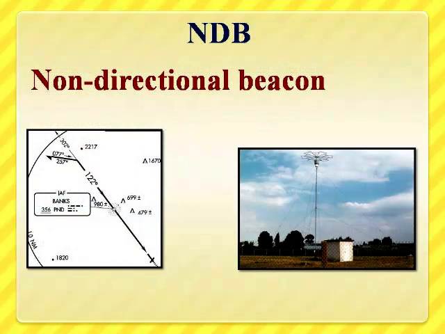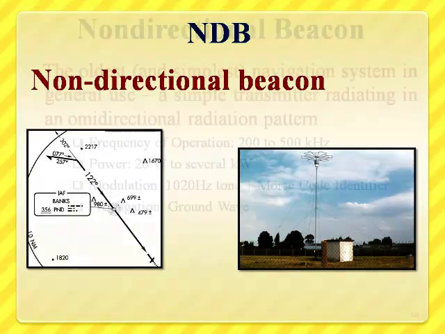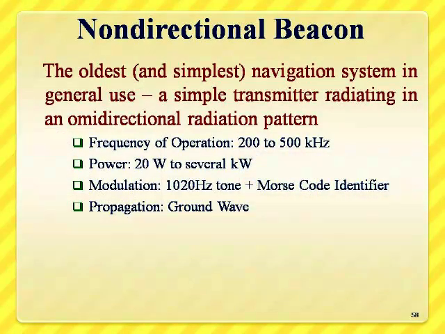Now let us see the first of the navigational aids, that is NDB, non-directional beacon. It is basically an omnidirectional antenna radiating the signals. It is placed or installed at different positions along the air routes, on the ground, and also at the airports. The purpose of this is just to give an indication where it is located. So the oldest navigation system is this non-directional beacon.